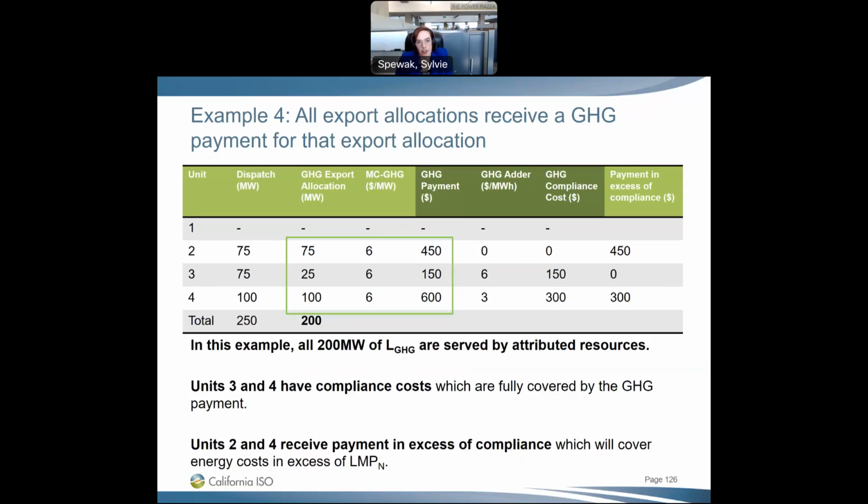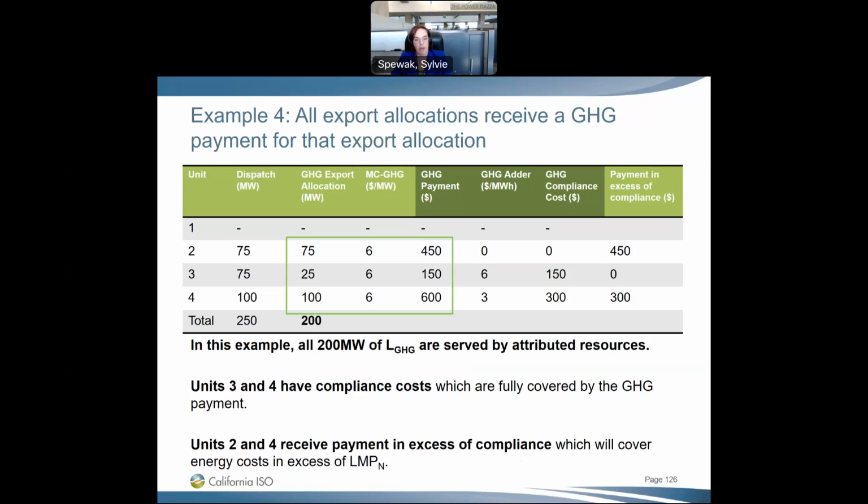All export allocations receive a GHG payment for that export allocation. So going row by row, starting with Unit 2, Unit 2 receives a 75 megawatt export allocation, so 75 times 6 means that this resource will receive a $450 GHG payment. It doesn't have any compliance costs, so the total of that payment will be used to cover energy costs in excess of LMPN.